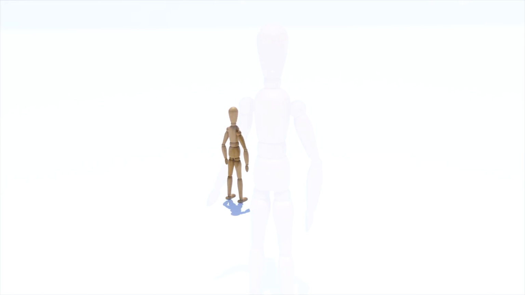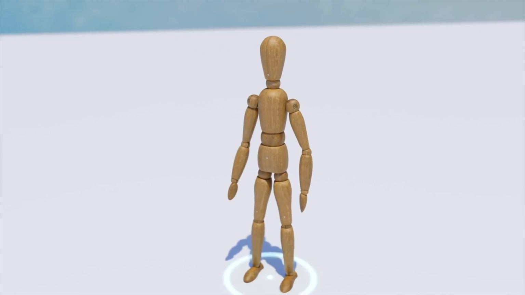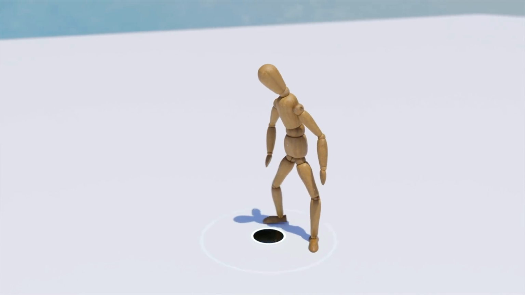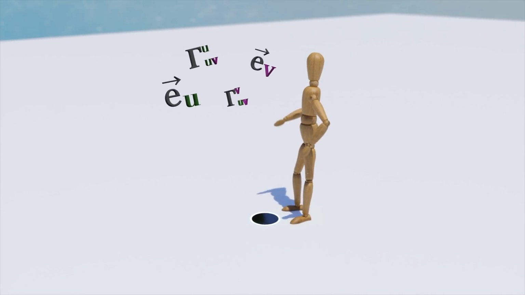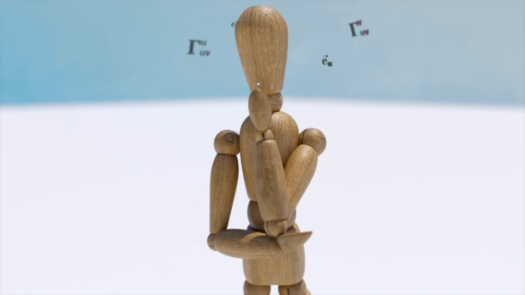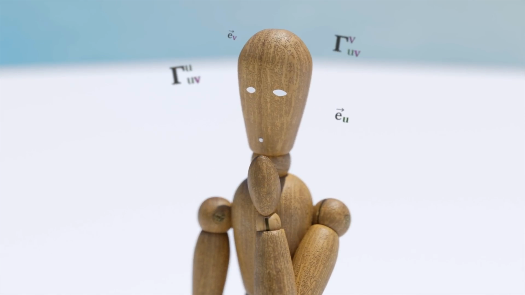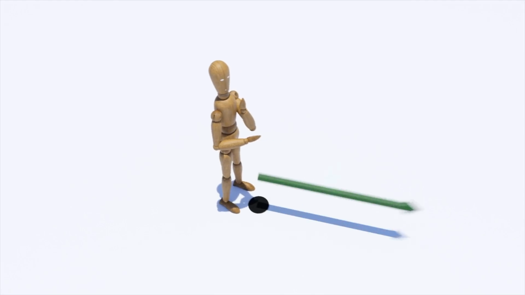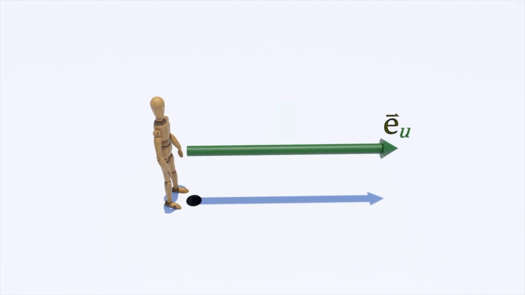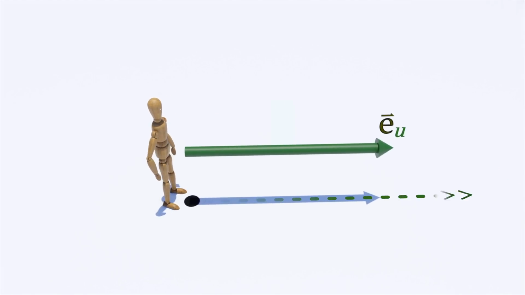However, if we give them two pieces of information at this point, the basis vectors and the Christoffel symbols, they will find their situation greatly improved. Indeed, let's say we hand them a basis vector EU, which points a certain direction along the manifold and has a magnitude of 2.